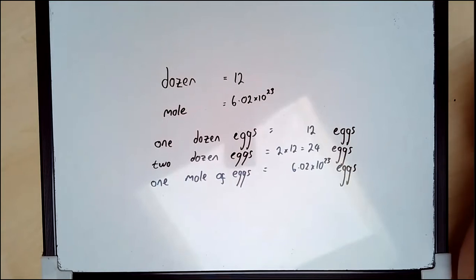6.000, sorry, that's six with a lot of zeros.